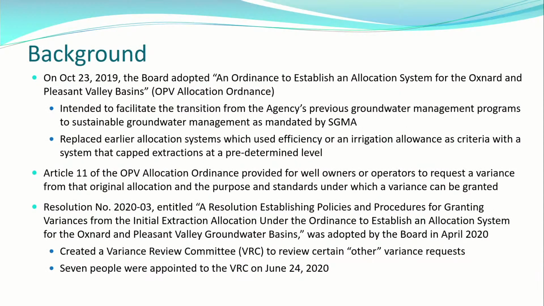back in 2019, the agency adopted a new allocation system for Oxnard and Pleasant Valley basins that was intended to transition from our previous systems. We had an efficiency system, we had an irrigation allowance system, but we were moving away from those, providing a sustainable system as mandated by SGMA that essentially would cap extractions at a predetermined level. But within that ordinance, we established in Article 11 a process for owners or operators to request a variance from that originally determined allocation.